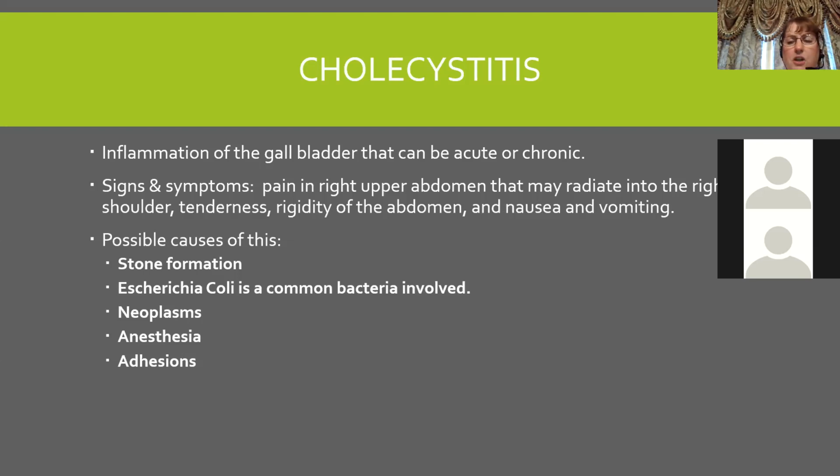And I don't know if you guys remember talking about Murphy's sign forever ago, but if you were doing Murphy's sign with your assessment, remember you have the patient take in a deep breath and hold it while you're palpating that area of their abdomen. Pain would occur when the inflamed gallbladder comes into contact with your hand. And then they would gasp kind of funny, and then you would know that it's a positive Murphy's sign. So that would be kind of indicative of cholecystitis.